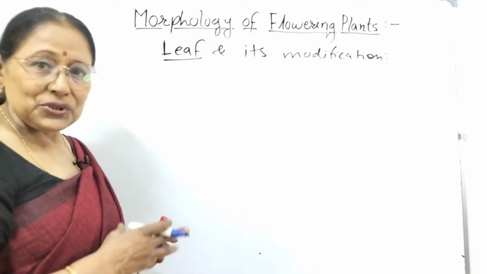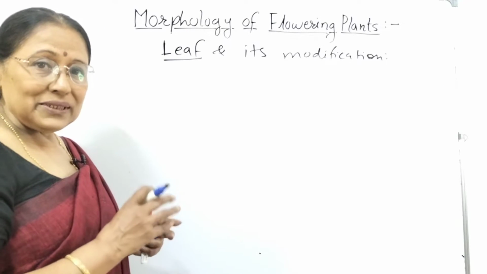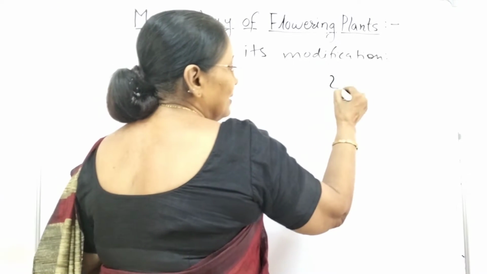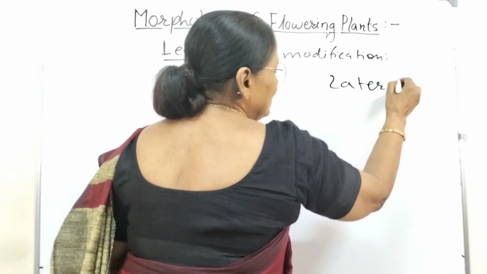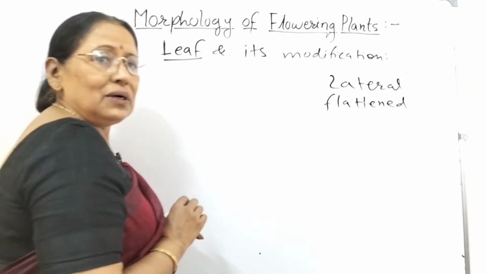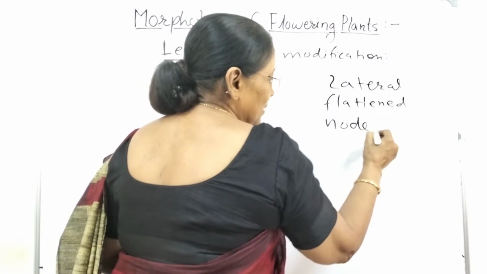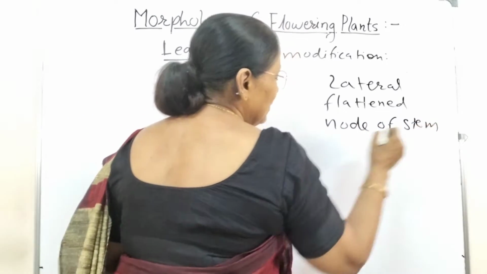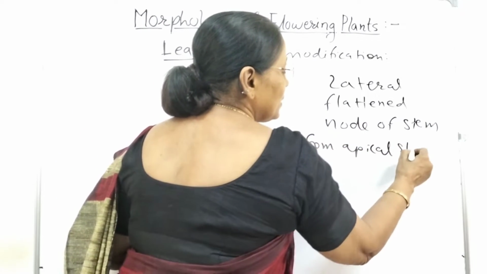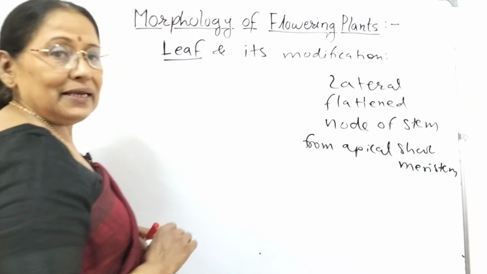What is a leaf? You are so familiar with leaf, but let us see whether you really know the leaf. The leaf is a lateral and generally flattened structure which is present at the node of the stem, and it develops from the apical shoot meristem. From the meristem of the shoot, at the nodal region, it develops.